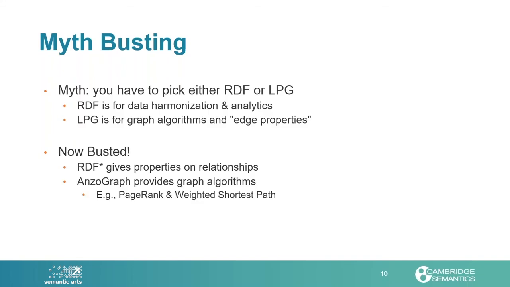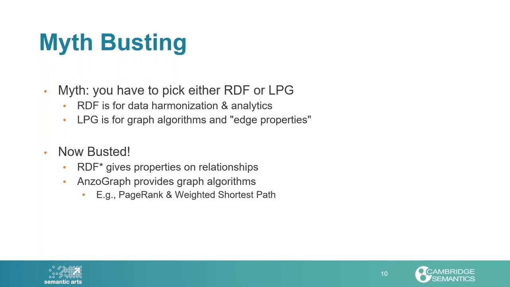And the other one is that you don't get graph algorithms. And we're showing AnzoGraph DB, and it provides graph algorithms, and I'm sure other vendors will be coming out with this soon, but the idea of a page rank and weighted shortest path, some of these things that were traditionally not in a typical RDF triple store, vendors like Cambridge Semantics are now putting these in.